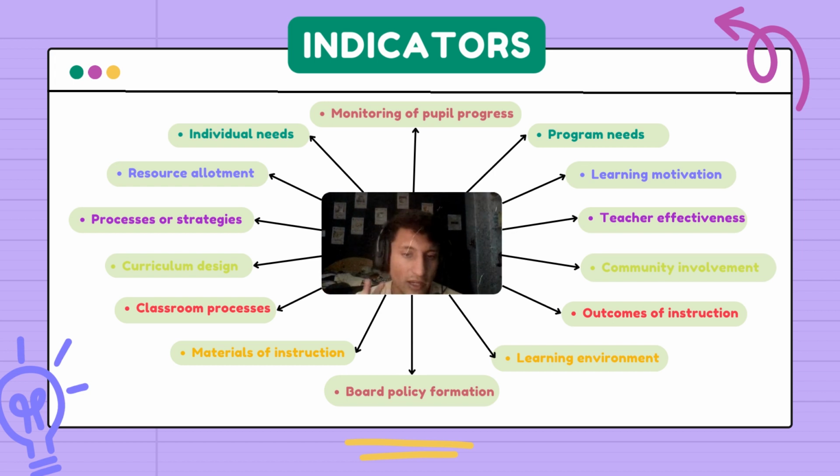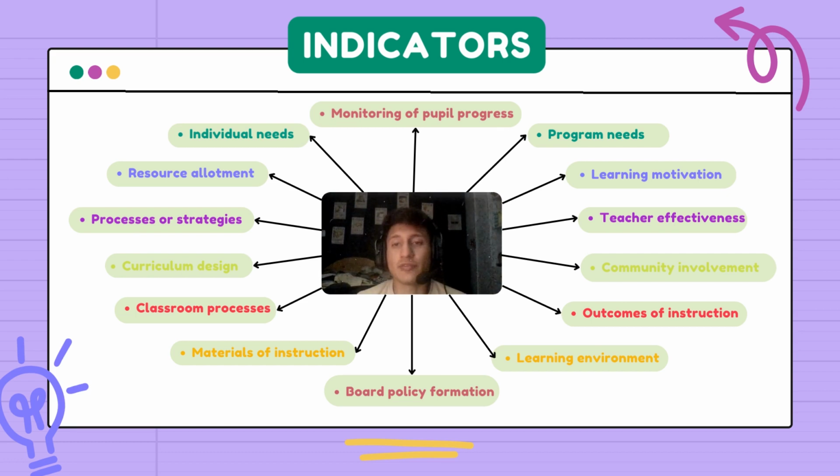The resource allotment, that is the third one, is to provide guidance. And the fourth, we have process or strategies. It means providing services to the learners, such as the curriculum design, for example. That means providing planning and organization. The classroom process means to provide insights about the extent to which educational programs are being implemented.